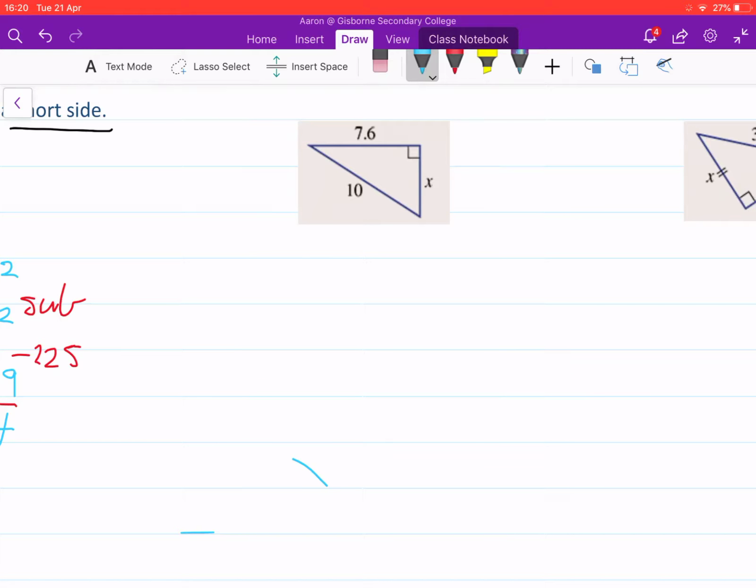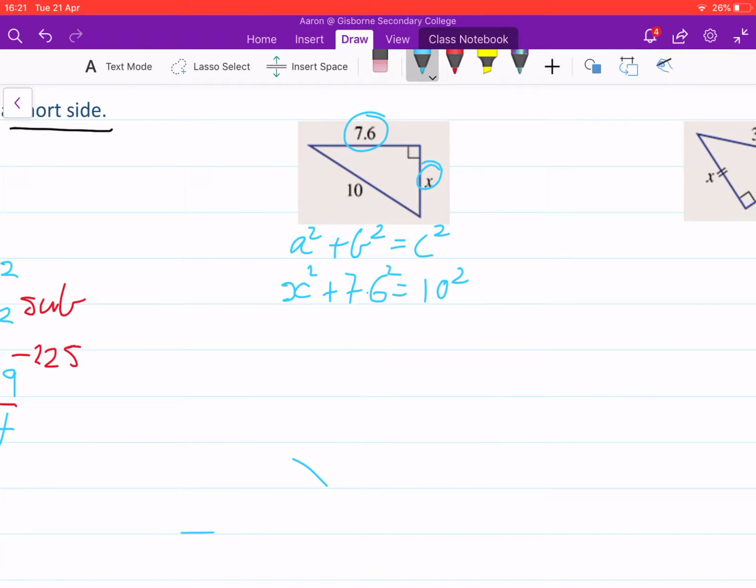So you want to be asking yourself, we know the equation is A squared plus B squared equals C squared. And what place is everything going to take? Now we're going to try and find X. For the sake of remembering that we're finding X, I'm going to change my A squared to X squared. My other short side is 7.6. So that's 7.6 squared, and that's all equal to 10 squared.